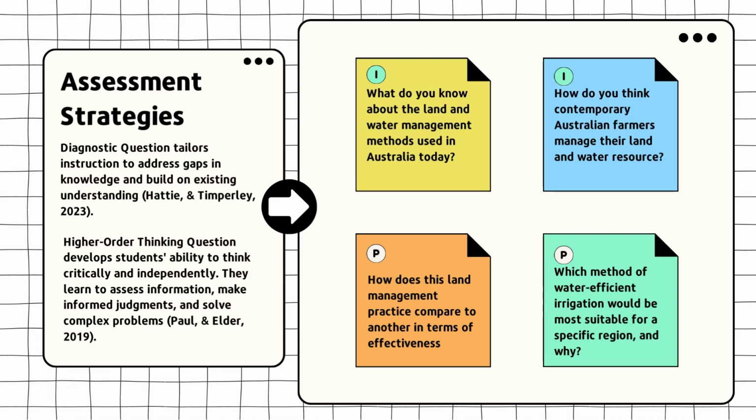At the very beginning of the course, we will mainly use diagnostic questions to find out students' current knowledge, their existing understanding of our course. For instance, we'll ask, what do you know about the land and water management methods used in Australia today? Then during this course, we'll ask more complex, more critical questions, which are higher order thinking questions. For instance, we'll ask which method of water efficient irrigation would be the most efficient and suitable for a specific region and why. This kind of open-ended, higher order question will really help students build up their critical thinking skills, and they will know how to judge a fact and how to solve complex problems.